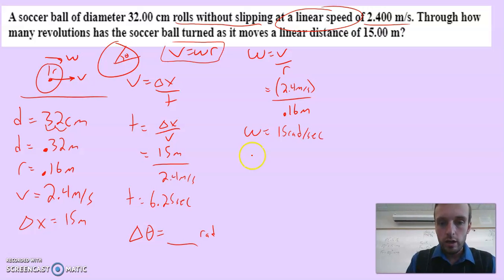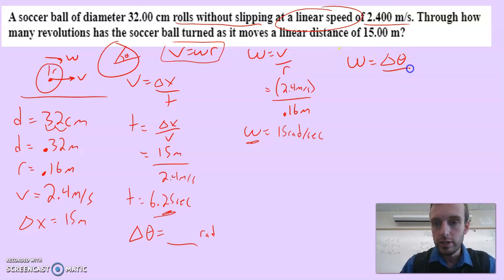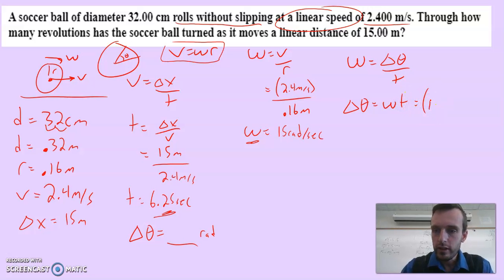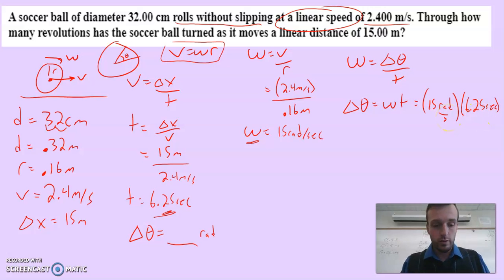Now what, Mr. Simkins? Well, we know the omega and we know the time, and just like velocity is linear displacement over time, angular velocity is angular displacement over time, which means that the change in theta, or the angular displacement, can be found by doing omega times t. So here we do 15 radians per second times t, which we already found to be 6.25 seconds. And if we multiply those together, we're going to get quite a large number. 15 times 6.25. That delta theta is going to be 93.75.